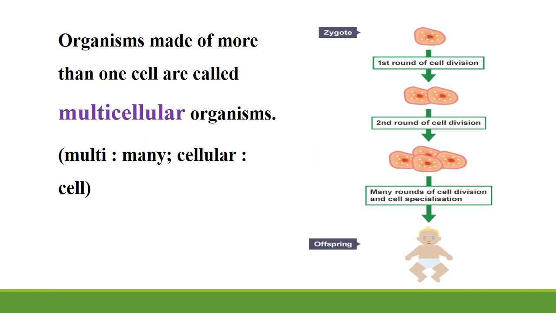Organisms made up of many cells are multicellular organisms. The cells of such organisms usually perform specialized functions. Most plants and animals are made up of several billion cells and hence are considered multicellular. An adult human body is said to have about 50 to 75 trillion cells.